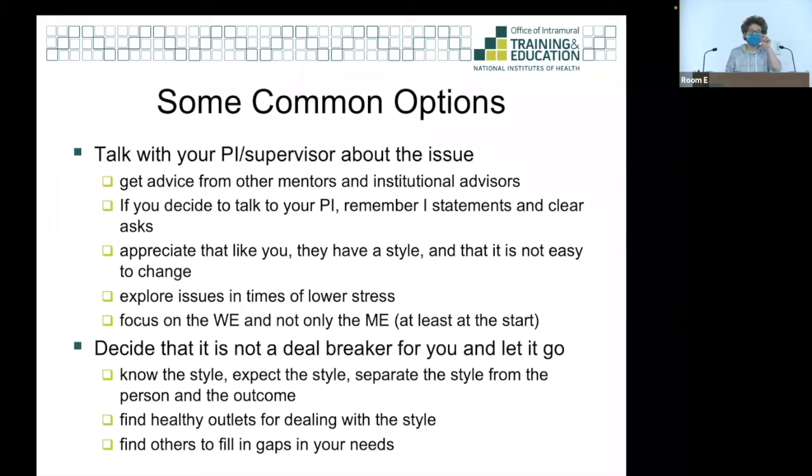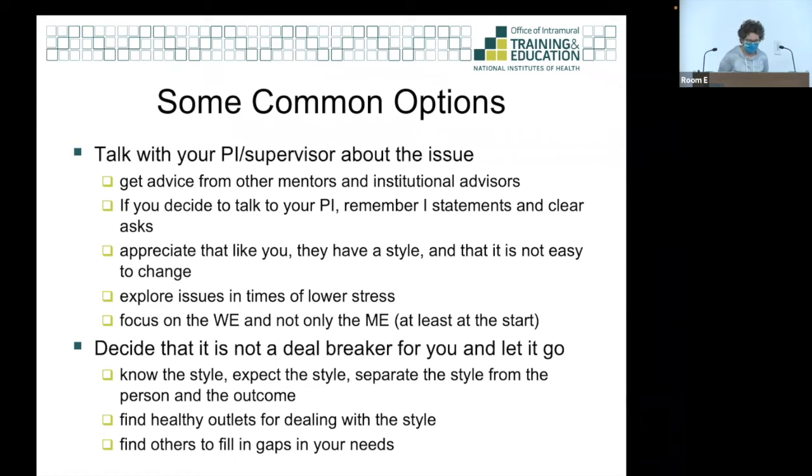But then if you don't do the last part, it gets really hard. And that is separate the style from the person and the outcome. You can't resent someone for many, many years and work with them. So you have to know the style, expect the style, and let go of the irritation. That means finding a healthy outlet for dealing with the frustration of the style. That could be complaining to a friend, that could be venting in a journal. For me, that's tennis, it's biking, it's all kinds of exercise, it can be dance, it can be all kinds of things.